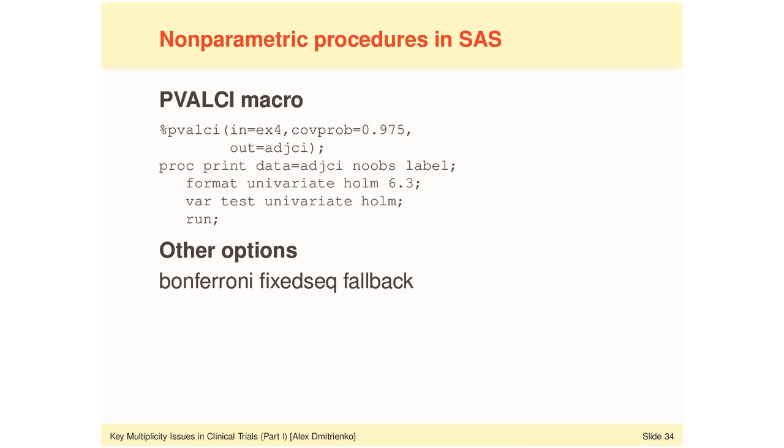The joint coverage probability is set to 97.5%, and it corresponds to one-sided alpha of 0.025. The data set created by this macro, ADJCI, contains several variables corresponding to simultaneous confidence intervals for multiple non-parametric procedures, and we're going to select only the variable that corresponds to the Holm procedure. It's the Holm variable. But in addition to one-sided simultaneous confidence intervals based on the Holm procedure, this macro, as you can see, also supports simultaneous confidence intervals for the Bonferroni, fixed sequence, and fallback procedures.